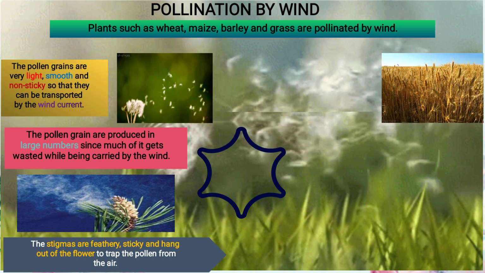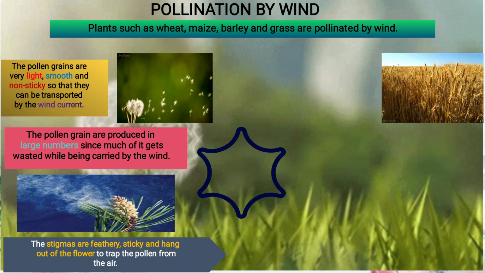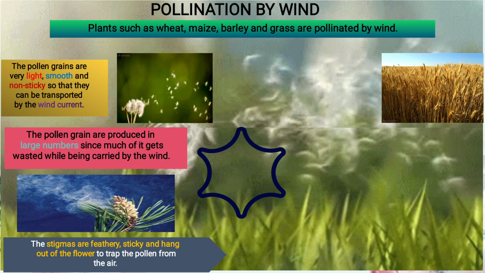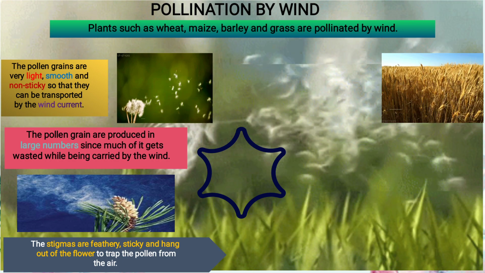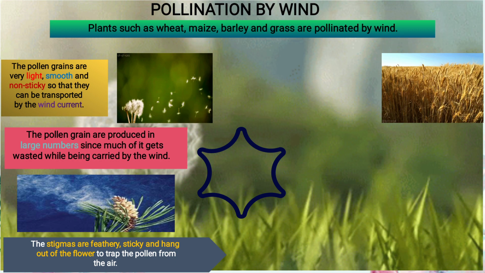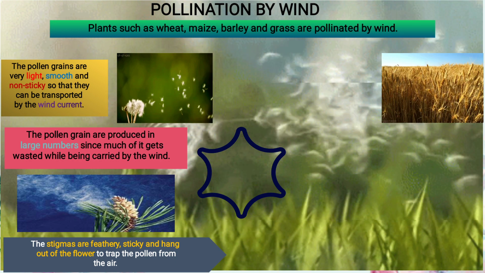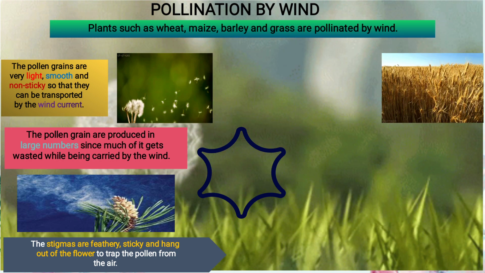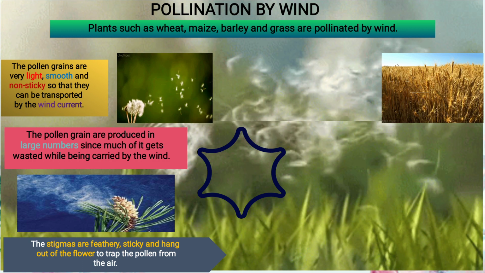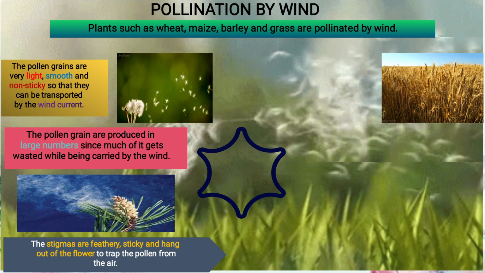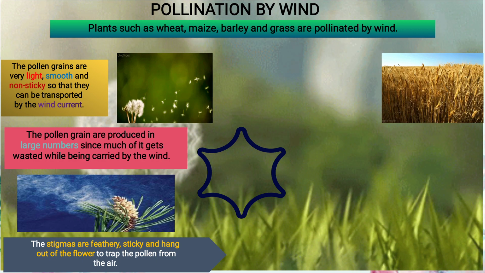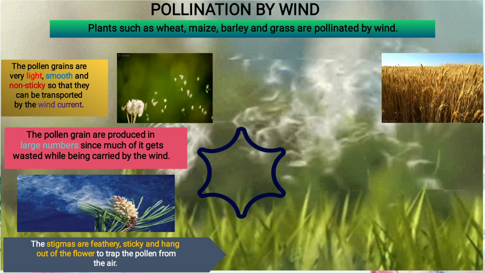The stigmas are feathery. The female part, the swollen part, is feathery in structure. Why are they feathery? So that the pollen grain can stick in that and hang out of the flower. फ्लावर के ऊपर वो hang करते रहता है ताकि जब हवा का झोंका आएगा तो pollen grains उसमें फंस जाए. To trap pollen from air. Now you see the wheat plant is there.